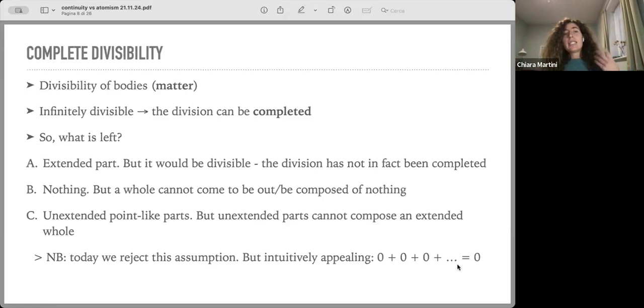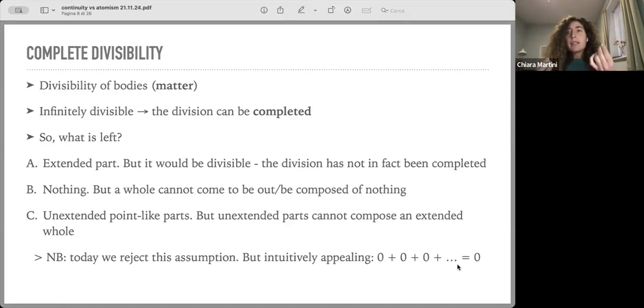So the other option is that we are left with parts that are not extended, so that they don't have any dimension, they don't have any size, they're like points. But again, how did that happen? And we cannot go back to the thing that we had at the beginning, because things that have no size and no extension, well, however many you have, it seems very difficult to suppose that you can get something out of this unextended bit.